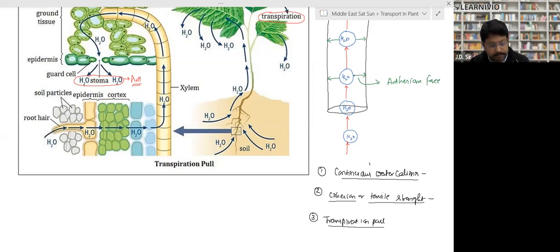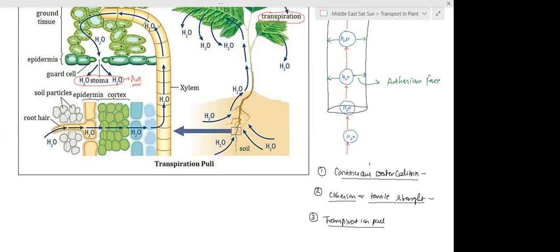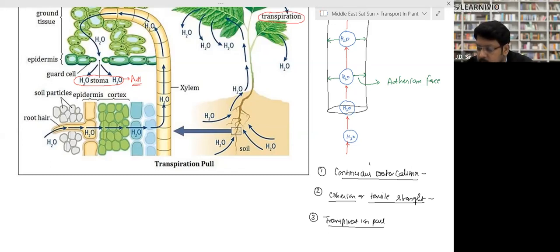100% clear? Great. So the last point is the uptake. One more important thing, before going into the next theory, that is called mass flow hypothesis, source and sink theory, we have one more topic, that is the uptake of mineral and ions, right?